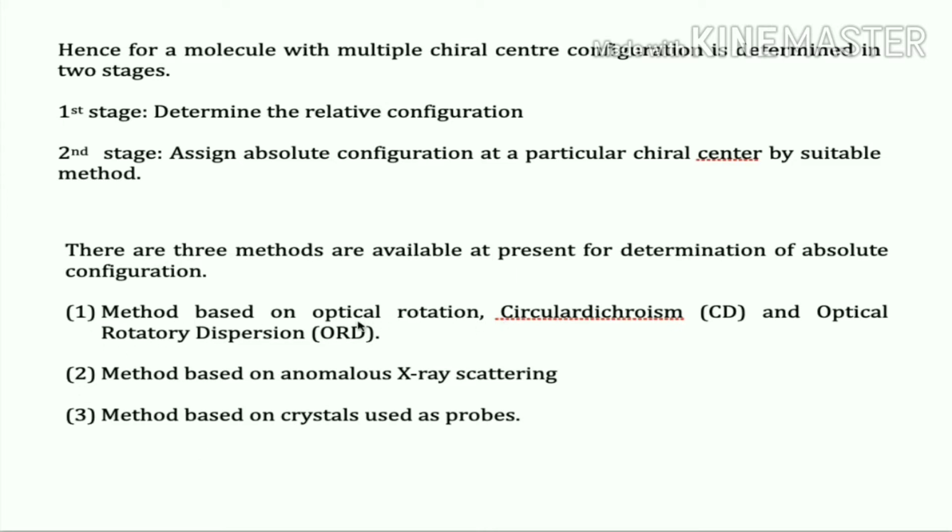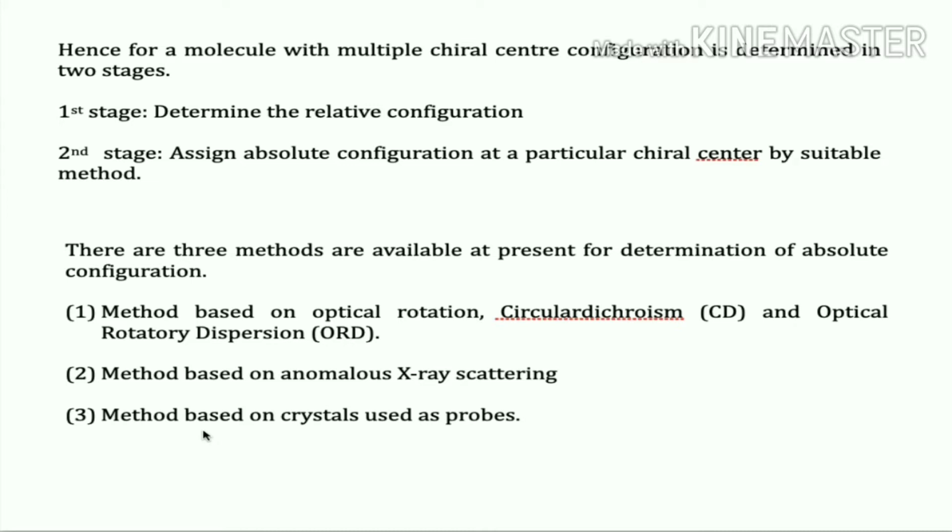We have already studied optical rotation, circular dichroism, and optical rotatory dispersion in the lower classes. Anomalous X-ray scattering is somewhat new, and the method based on crystals used as a probe is just a modification. So in this lecture I am going to give a brief introduction of what is optical rotation, circular dichroism, optical rotatory dispersion, and anomalous X-ray scattering. Once you know these methods, it is very easy to assign absolute configuration.